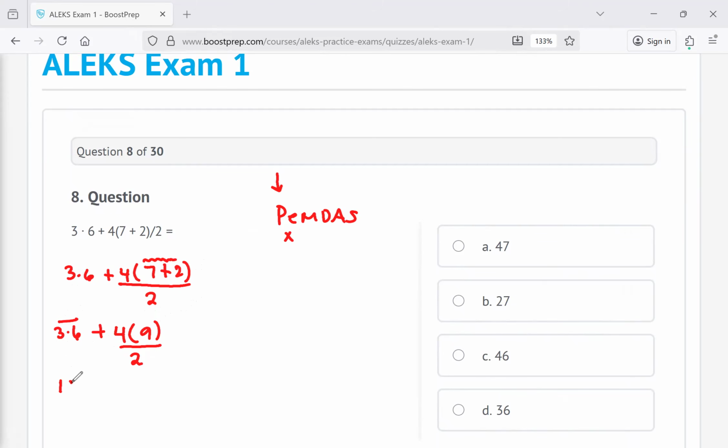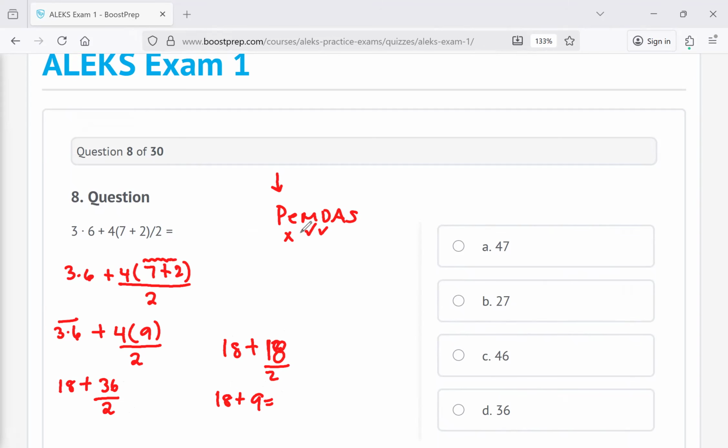3 times 6 is 18 plus, what's 4 times 9? 36 over, and then we still have that fraction. We have the multiplication. Do we have a division? Yes. The division is 36 over 2, which is I think 12. I mean, not 12, 18. And then 18 divided by 2 is 9.